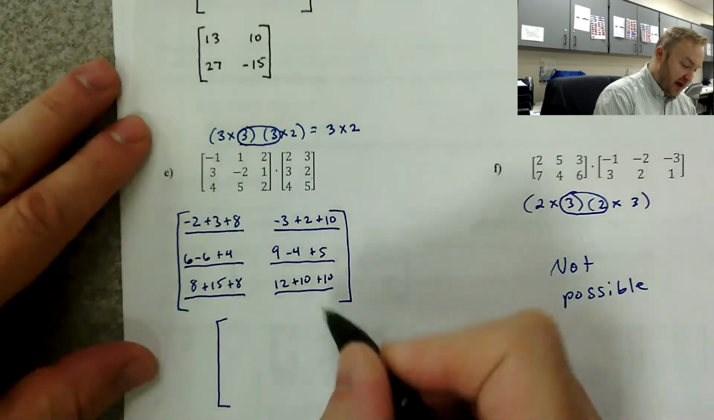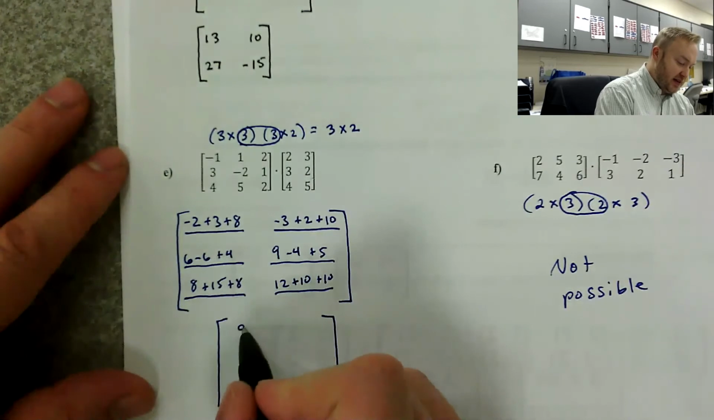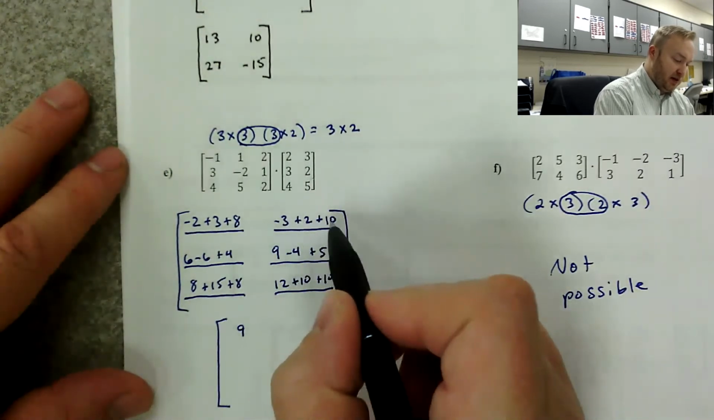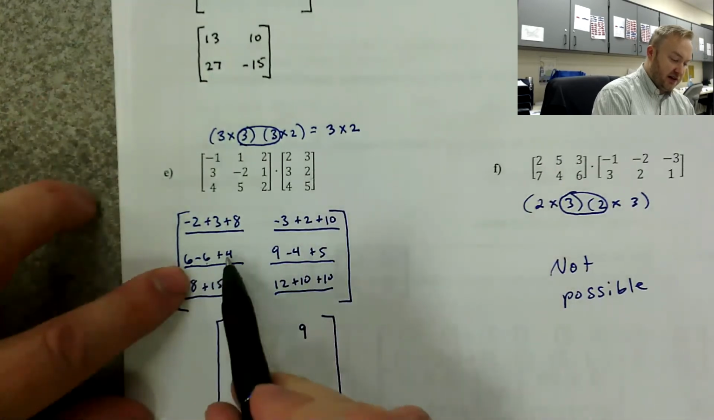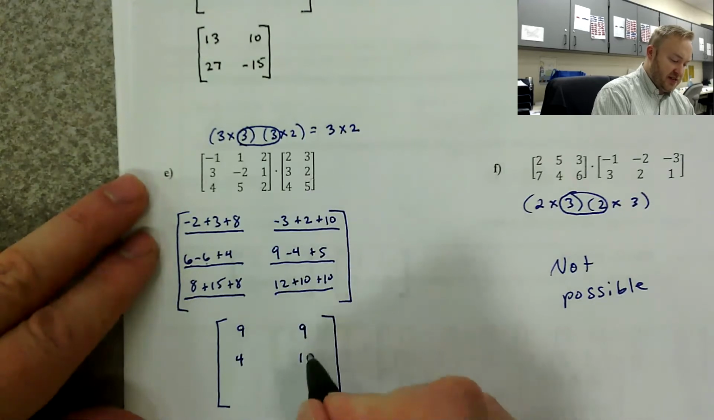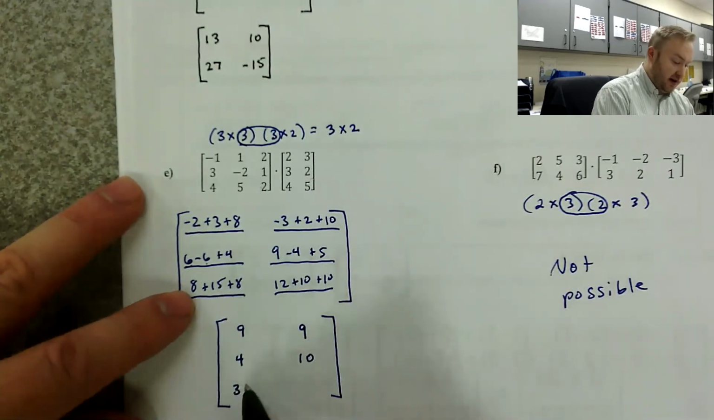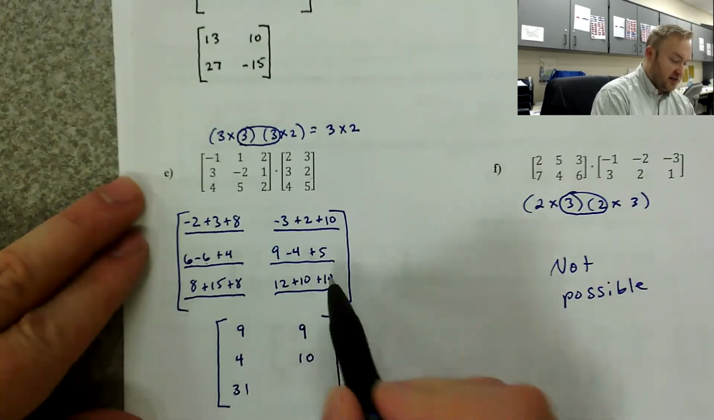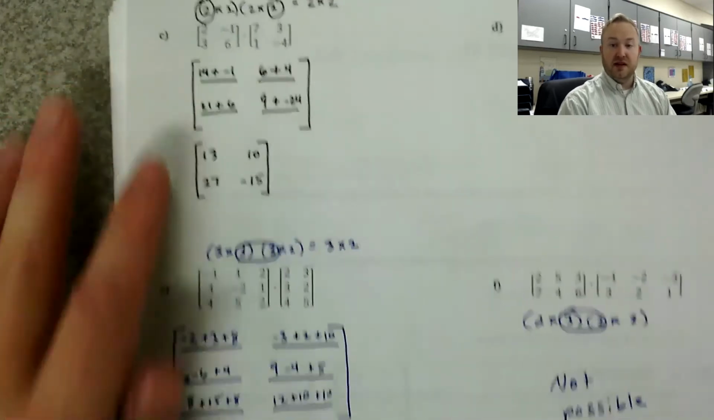And now we just have to add all these numbers together. So -2 plus 3 plus 8, that's 9. -3 plus 2 plus 10 is 9. 6 minus 6 plus 4 is 4. 9 minus 4 plus 5 is 10. 8 plus 15 plus 8 is 31. 12 plus 10 plus 10 is 32. And there we go. So we've done 2 of these.